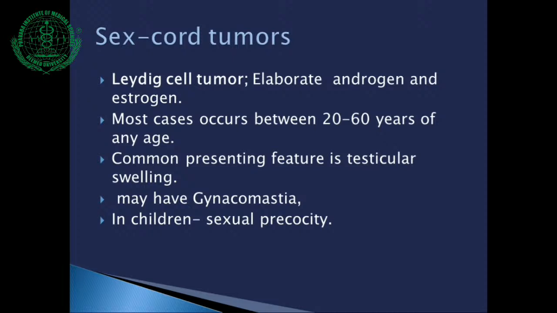Most of the cases occur in the 20 to 60 years of age. There is a wide range for the occurrence of the disease. The common presenting feature is testicular swelling. There is enlargement of the testes. There is the presence of gynecomastia, that means enlargement of the breast in the male. And in children there is sexual precocity.